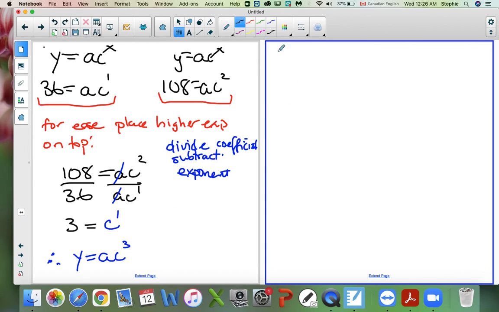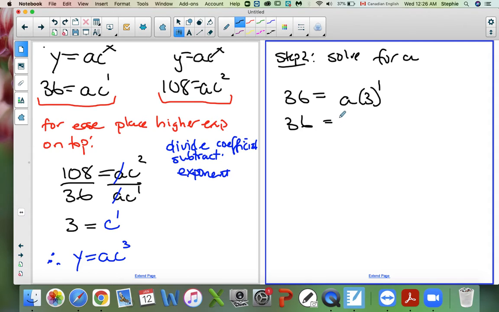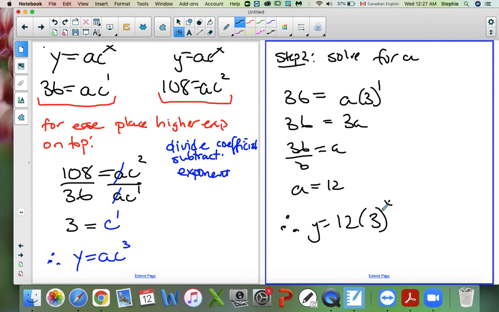So step 2, solve for a by plugging in one of the points. So you already know that 36 is equal to a and then the 3 to the 1. So 36 is equal to 3a, and 36 divided by 3 is equal to a, and a is equal to 12. Therefore, your final equation is y is equal to 12, 3 to the x. Ta-da! That's how you find the rule of an exponential.